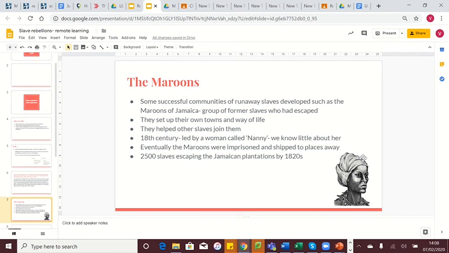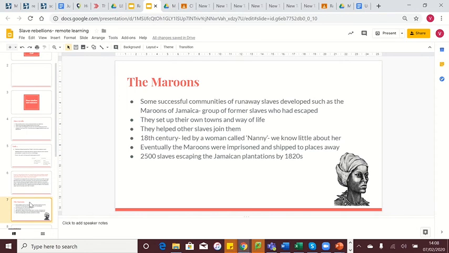A lot of them were eventually sent to prison and shipped to places elsewhere. But actually about 2,500 slaves did manage to escape the Jamaican plantations in the 1820s. So there are some examples of some successful groups there.